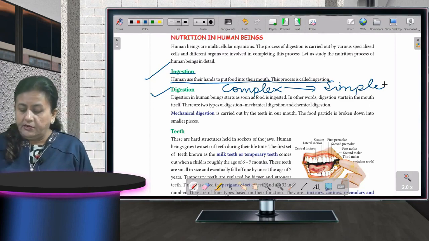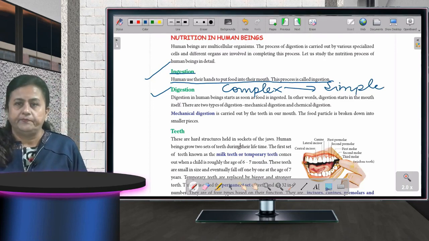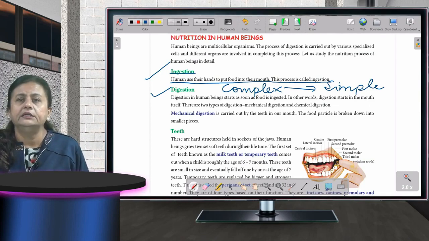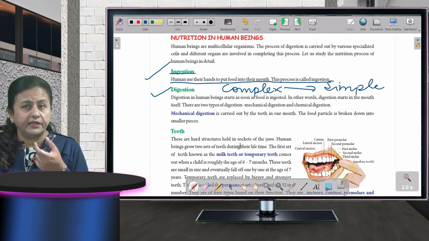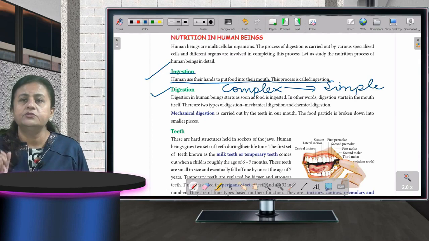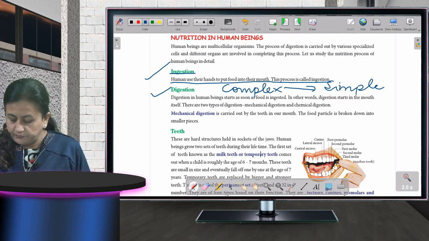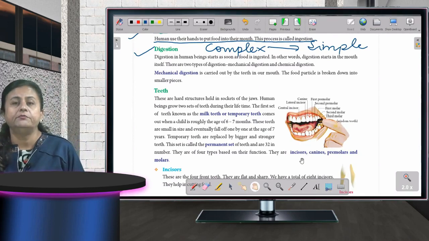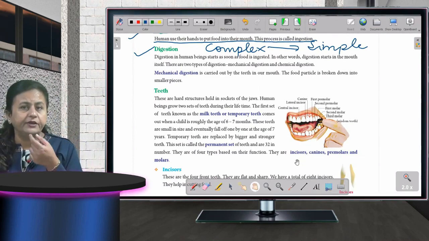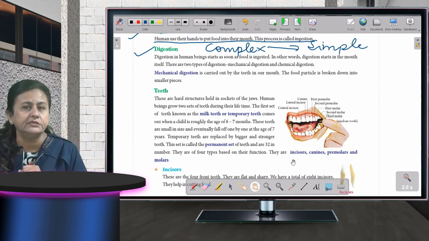Fine, children. If I talk about teeth, they are doing mechanical digestion. Why? The food we are eating is in big chunks. It has to be broken into small pieces. So the function of the teeth is to break down these big chunks. The big bites, it makes them small. Teeth, what are they doing? They are biting. We are biting the food and making it into small pieces so that it is very easy for the food to get into the food pipe.